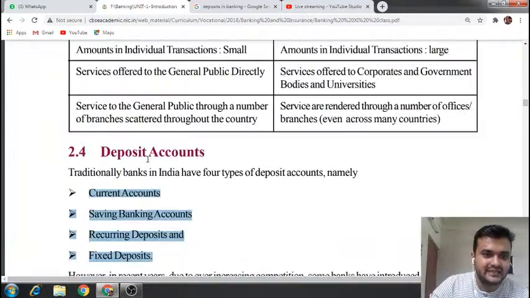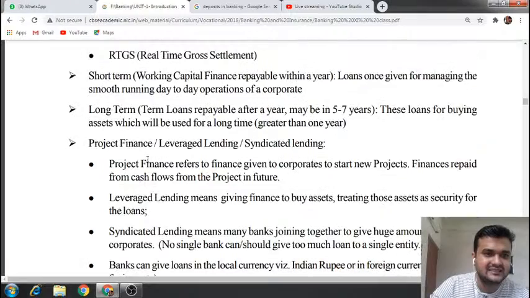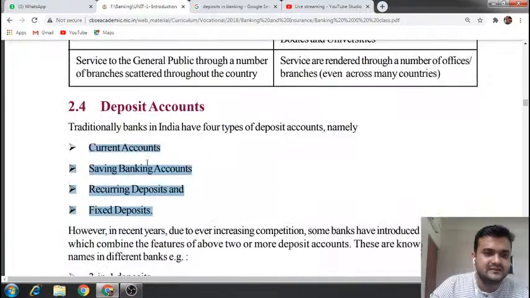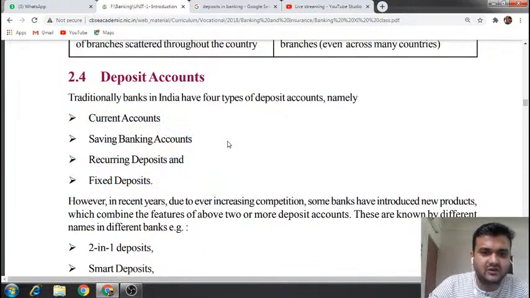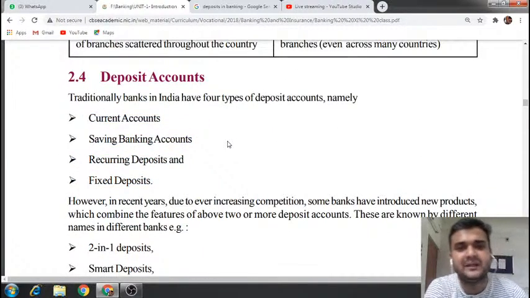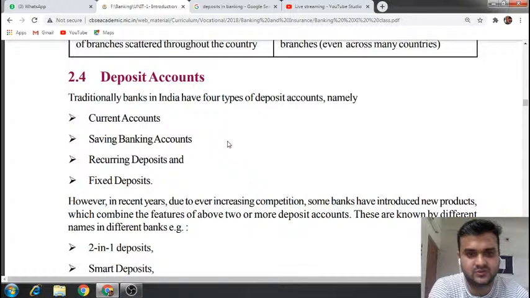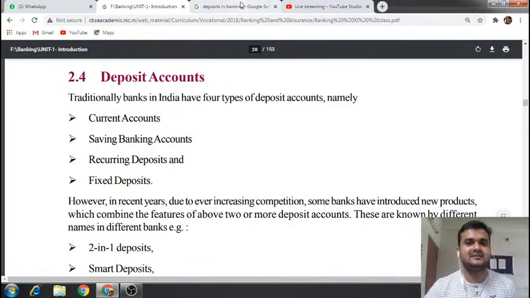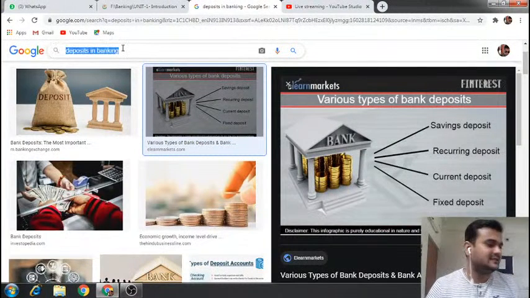Yeah. So saving account deposits. First of all, saving account deposit. A saving account can be opened by any individual. No matter you are rich, you are poor, you don't have money, you can open. Even if you have 100 rupees, 1000 rupees, you can go to the bank and tell that person that I want to open a savings bank account.